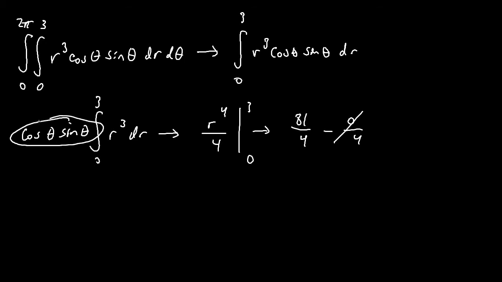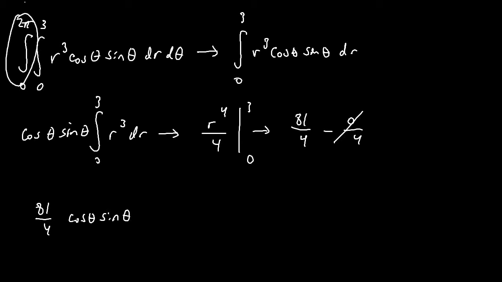Don't forget we did have that constant on the outside of cosine theta, sine theta. So we get 81 over 4 times cosine theta, sine of theta. So now let's go ahead and put that under the outer integral here from 0 to 2 pi. Now remember, 81 over 4 is a constant, so I can take that outside of the integral. So from 0 to 2 pi of cosine theta, sine theta, this time we're going to integrate with respect to theta. So this one's just a simple u substitution problem.